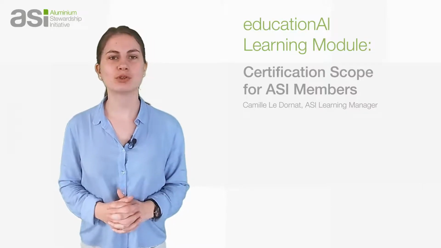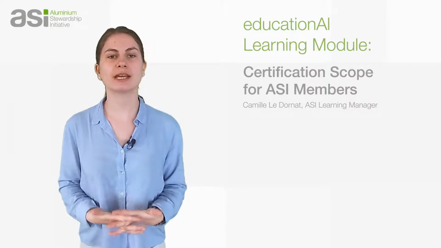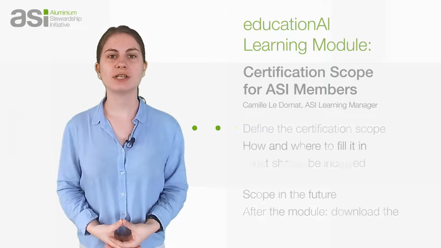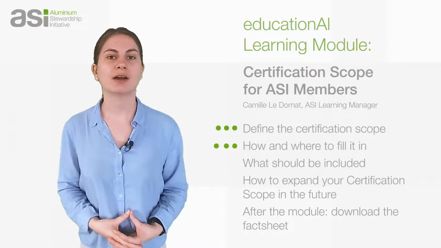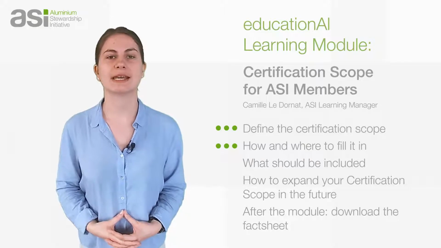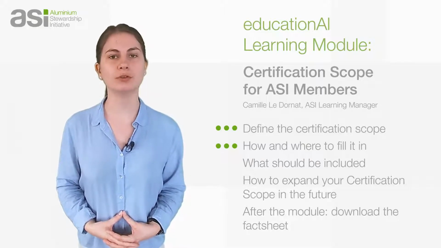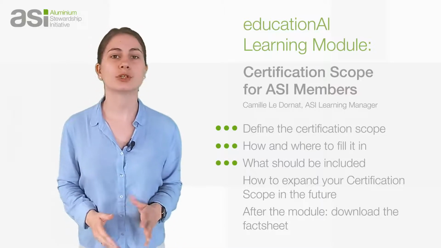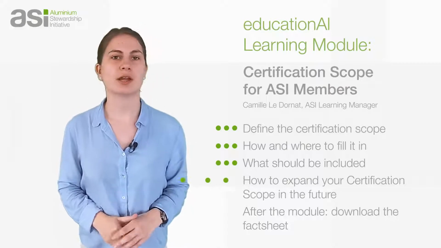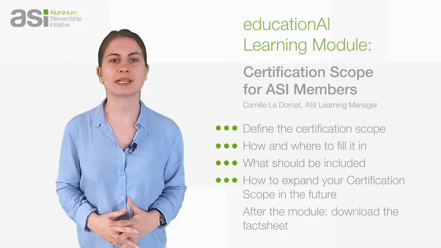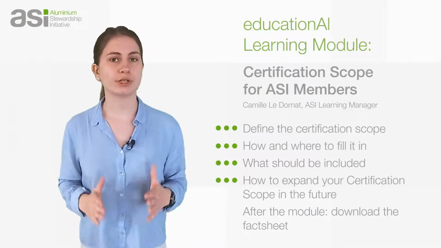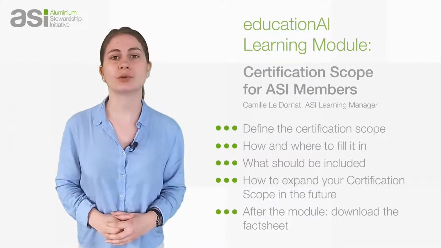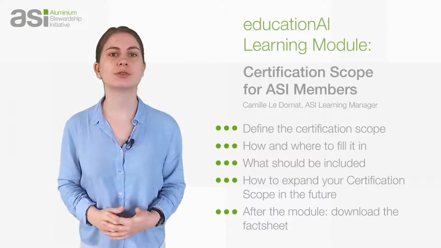Welcome to this learning module on the certification scope for ASI members. In this video, we will start by defining the certification scope. We will see how and where to fill it in the ASI assurance platform, Elemental. We'll list in detail what should be included in it, and we will finish by explaining how to expand your certification scope in the future. When you're done watching this video, you can download the fact sheet that summarizes the most important information.